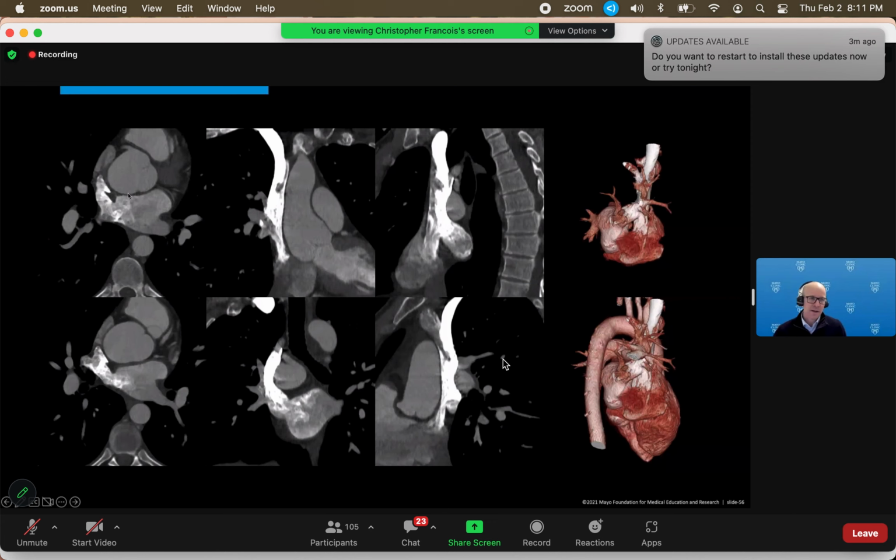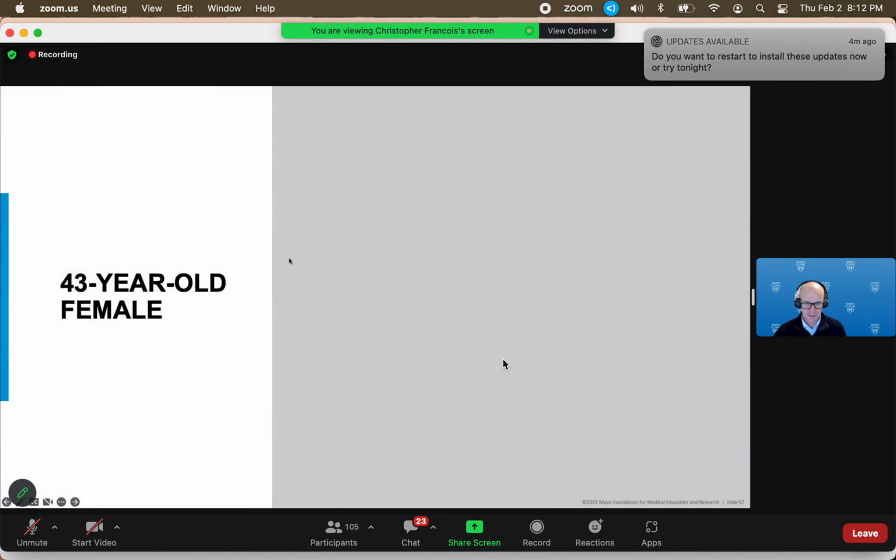And then this is another example of partial anomalous pulmonary venous return. In this case, it's the right upper and middle lobes that are draining into the superior vena cava. There is also a septal defect, an atrial septal defect. And this specific type of septal defect is a sinus venosus atrial septal defect. So this is a patient with partial anomalous pulmonary venous return with a sinus venosus atrial septal defect.